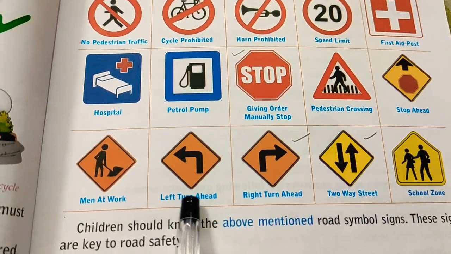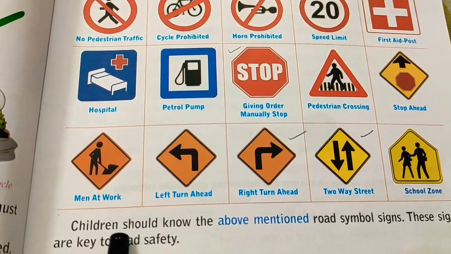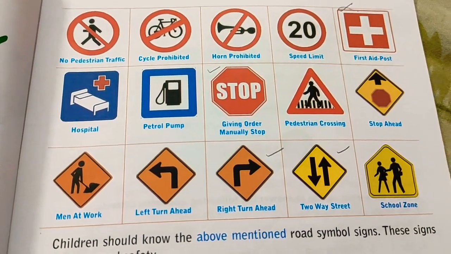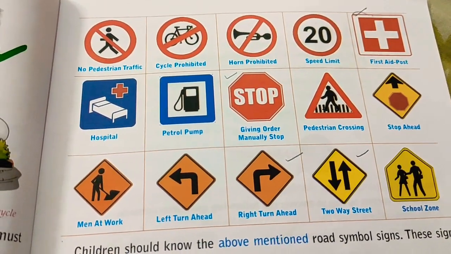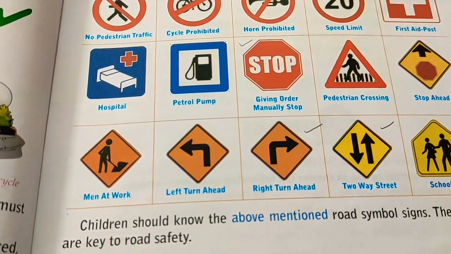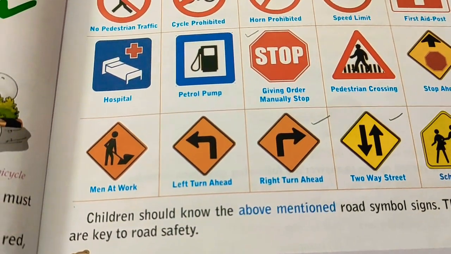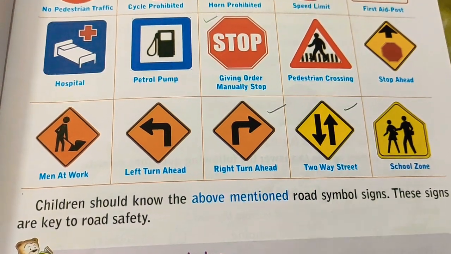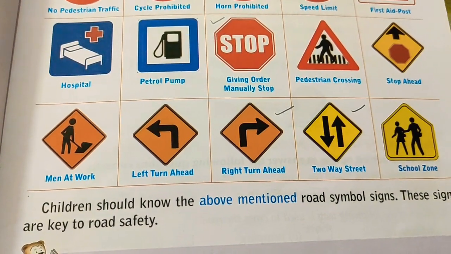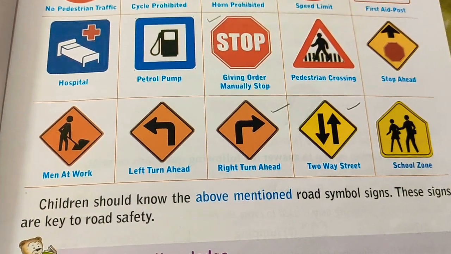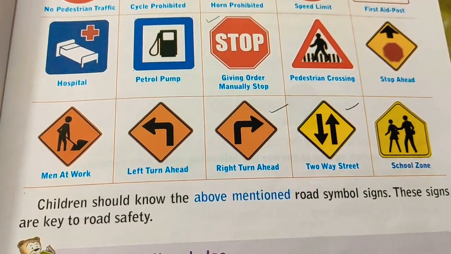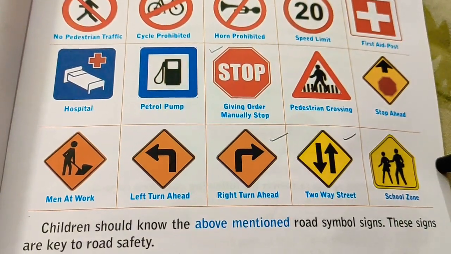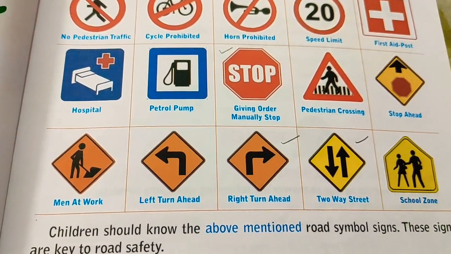Left turn ahead. Sometimes it happens that you are moving on a road and you are not able to see a turn. Means a turn can be slightly hidden. So there they put the symbol. This means that when you move a little forward, there is a left turn, right turn. Two-way street means the vehicles will go from this side and come back also from this side only. Means coming and going vehicles are on the same road. School zone means in this area school is there. So you should be a little careful.